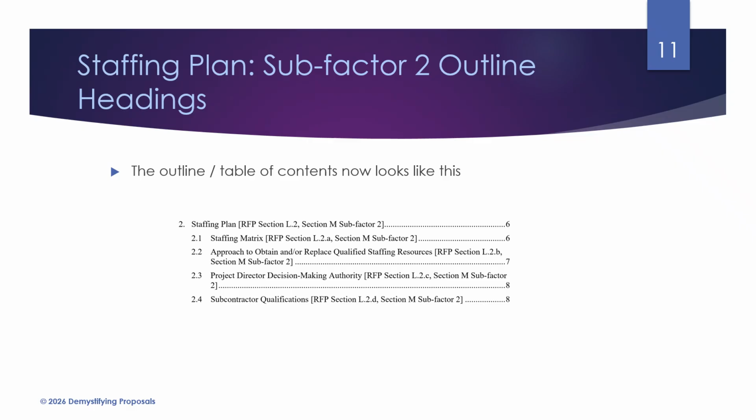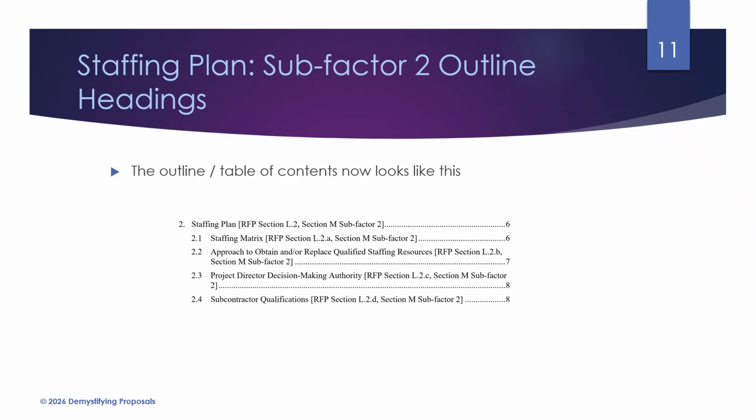So we have subfactor 2 as heading number 2. You always want those things to align with L and M to the best you can. And since it's the second requirement in L and the second subfactor in M, having it be the second section, number 2, that's all good. You want to make things as easy for the evaluators as possible to figure out where you're answering their requirements, and numbering things the same is a very good thing.